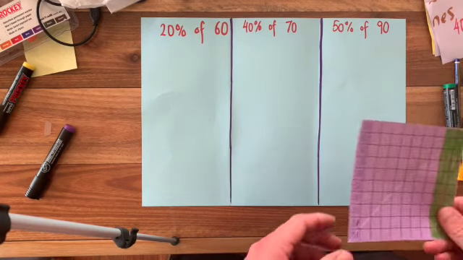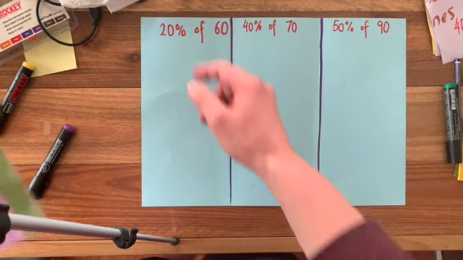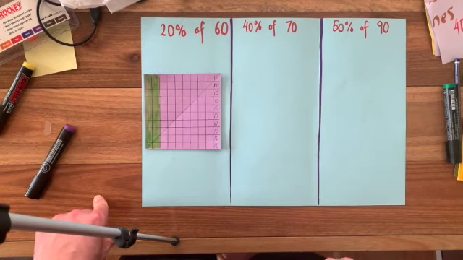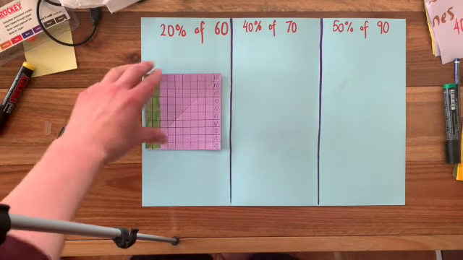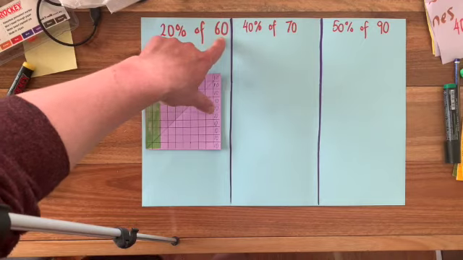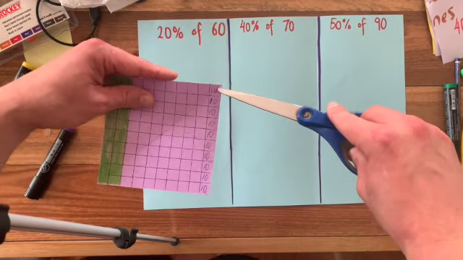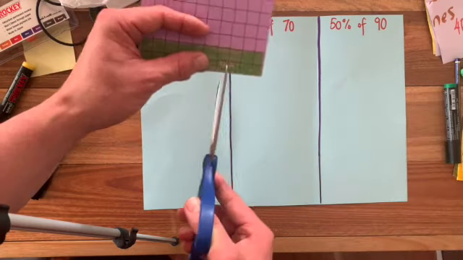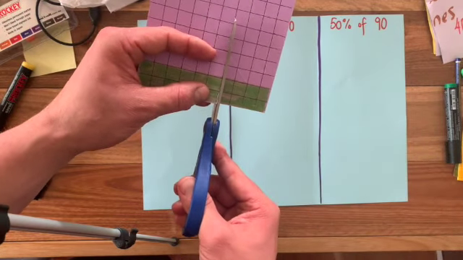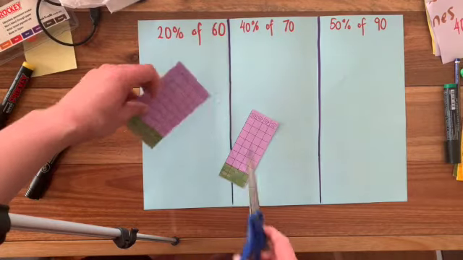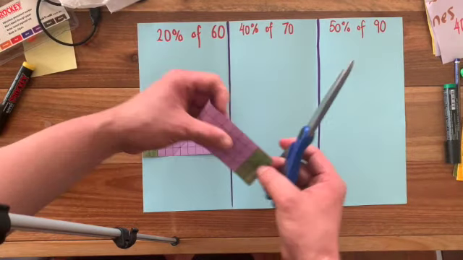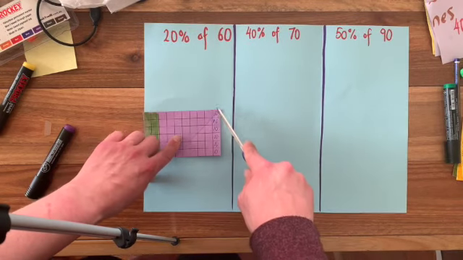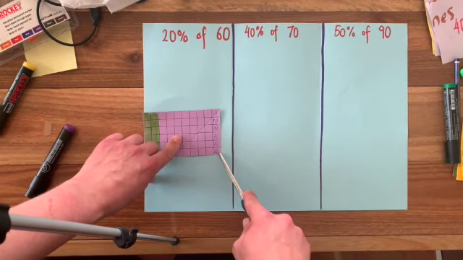So the first one is 20% of 60. So here is a 100s chart. The only problem is I don't have 100. So I need to make sure that my diagram matches the total. So 60 is the same as 6 tens. 1 ten, 2, 3, 4, 5, 6 tens. So I've got to cut it off here. So here's my diagram that matches my 60. There are 60: 10, 20, 30, 40, 50, 60.